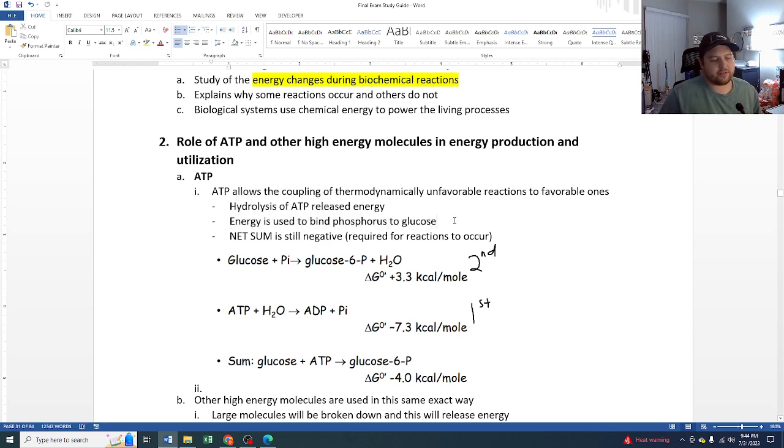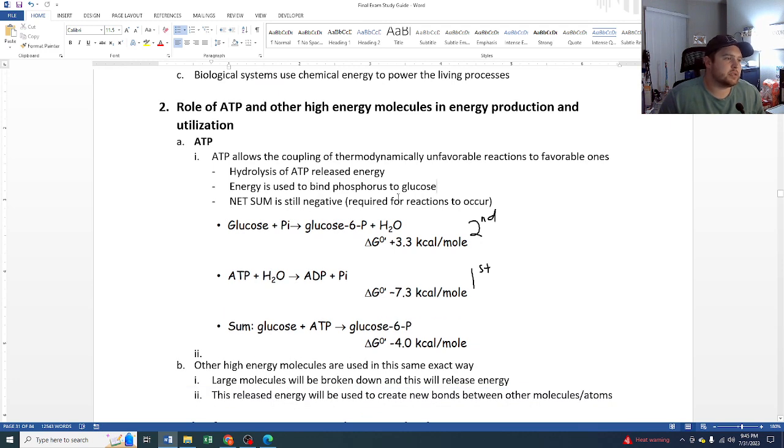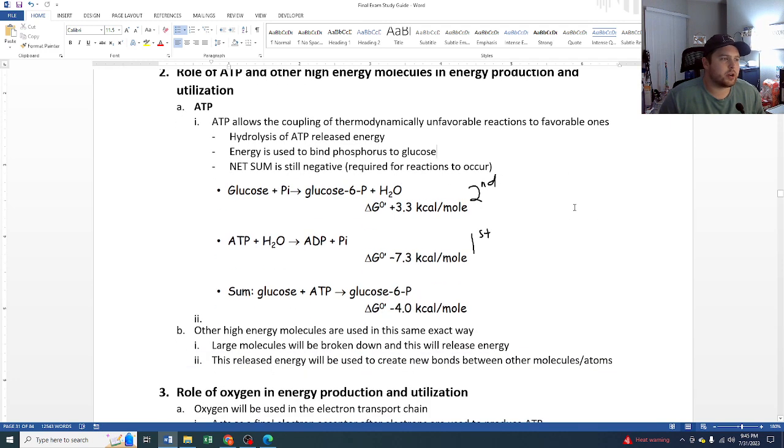Then we have that first step in glycolysis. The phosphate binds to the glucose, and that's thanks to hydrolysis, and that is going to be a reaction that requires energy to take place. So the ATP comes, breaks the ATP, and by breaking the ATP, energy is released into that area, and then it's going to use that energy to then form a new bond. So the net sum is still negative, which is required for reactions to occur.